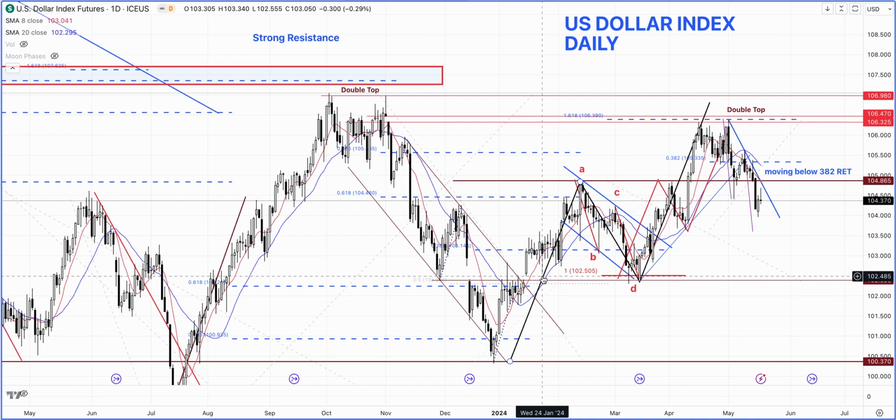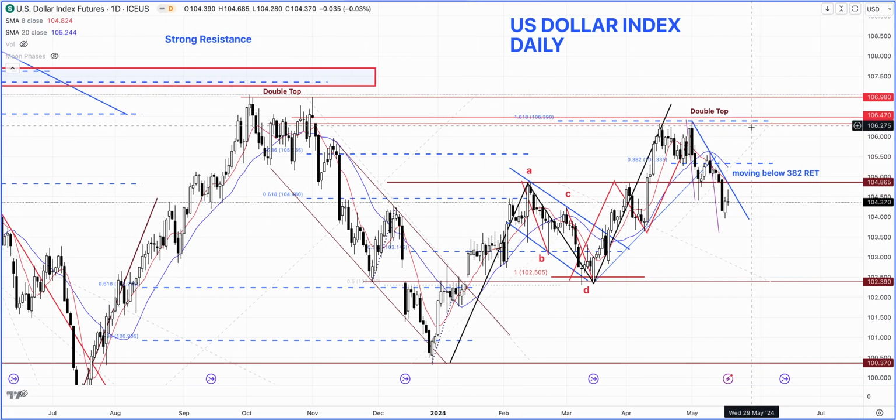So we were actually looking for the market to get up to possibly a retest of 107 because of this one-to-one price projection ABCD. But then this gap open was filled right at the 1.618 Fibonacci expansion, and we have seen a sharp move lower.